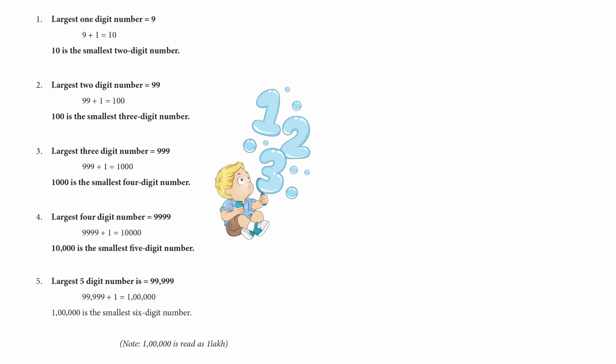The largest four digit number is 9999, and the smallest five digit number is 10,000, and the largest five digit number is 99,999. So the numbers are getting bigger and bigger, and the smallest six digit number is 100000, and we call it 100,000 or 1 lakh. Okay, 100,000 or 1 lakh.